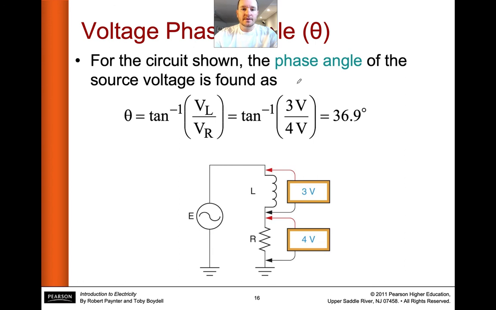Oops. Oh well, we'll just walk through it anyway. We've done this formula a couple times now. So we take the inverse tangent of 3, which is your voltage drop across your inductor, and divide it by 4. Okay, and this is going to give you 36.